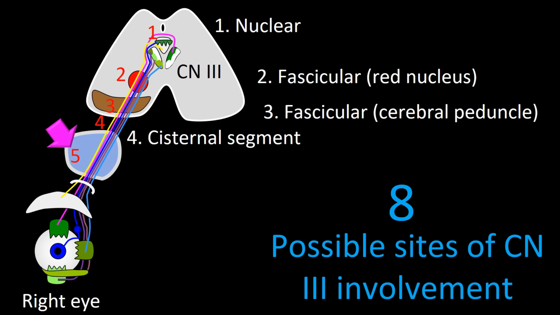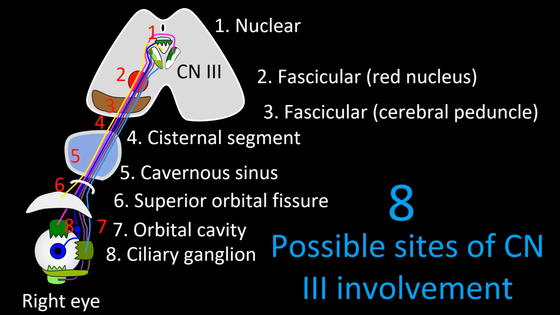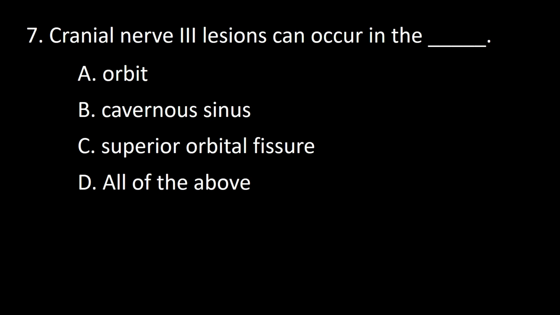The fifth one, cavernous sinus. The sixth one, superior orbital fissure. The seventh, orbital cavity. And the eighth, the ciliary ganglion. So the answer to this question is D, all of the above.